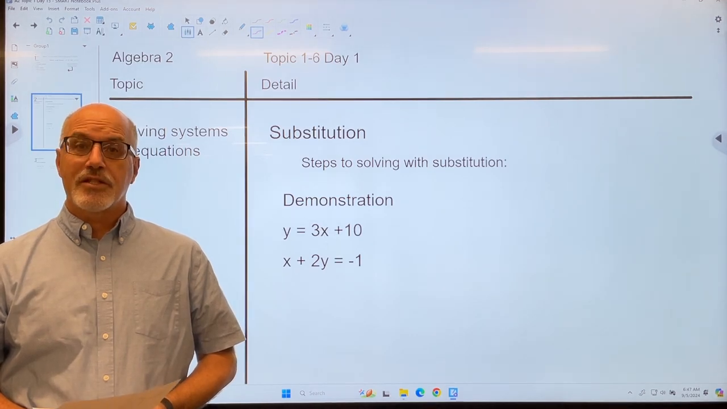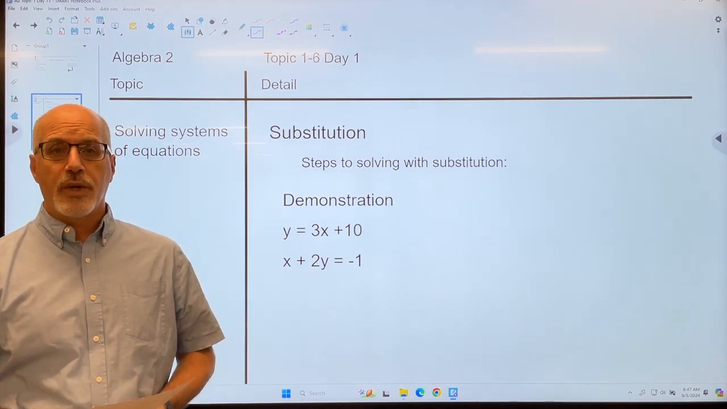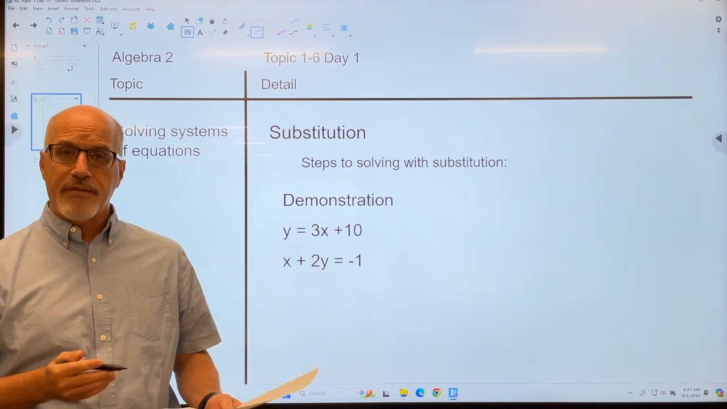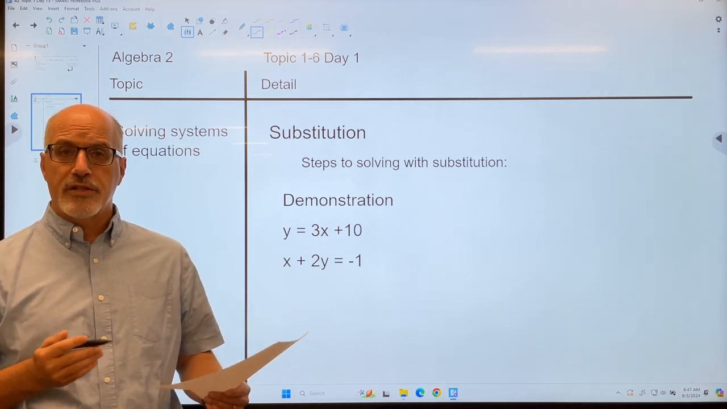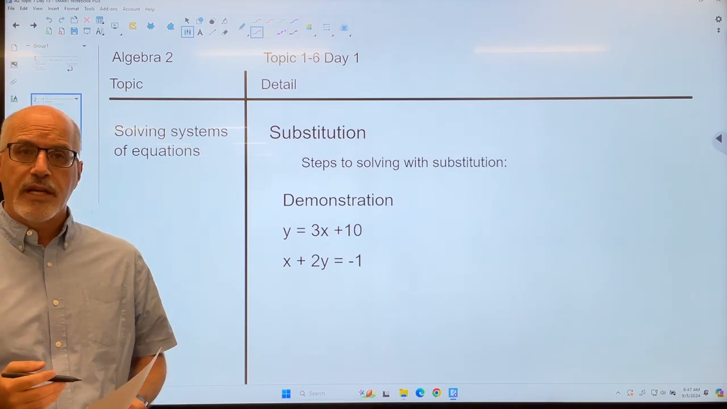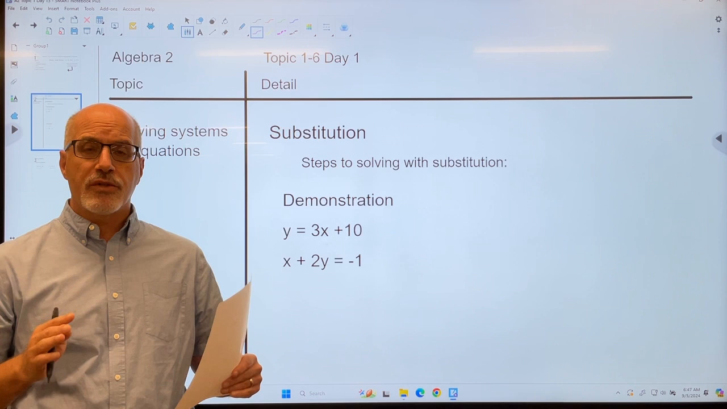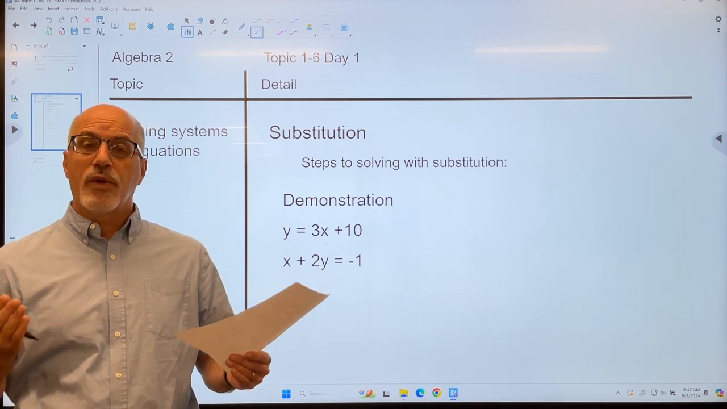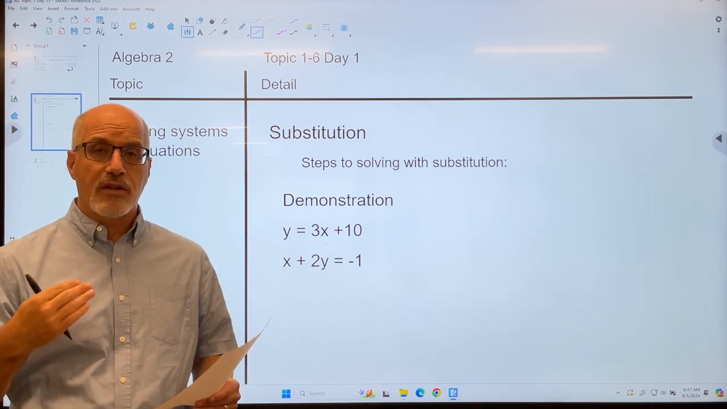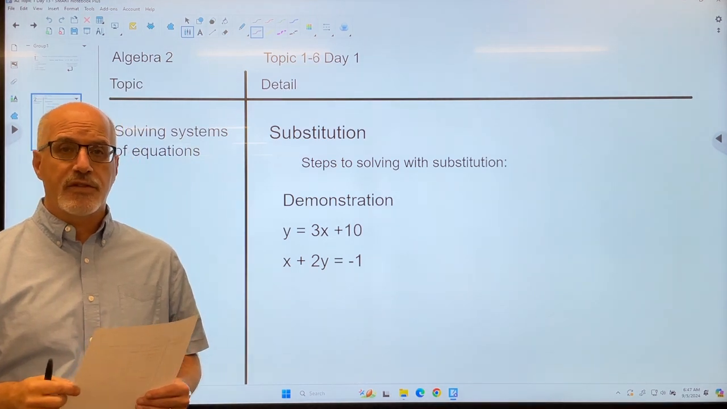This lesson is solving systems of linear equations. We've already done graphing systems of linear equations to find the solution, the intersection. And remember, we had three results. We either got 1 point, we got no solutions if the lines were parallel, or they could be the same line and the entire line is an infinite set of solutions.